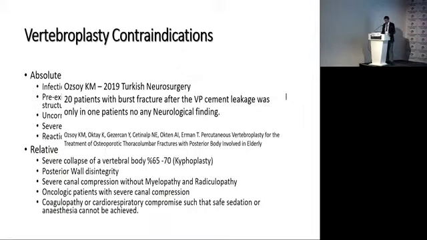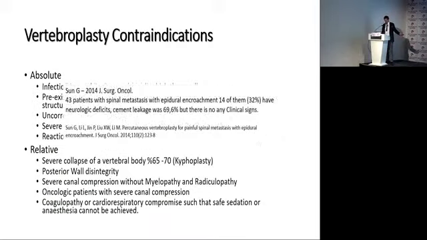The other relative contraindication is oncologic patients with severe canal compression. A paper was released by Sun et al. on 43 patients with spinal metastasis with epidural encroachment. Forty of them had neurologic deficits, and cement leakage was obtained in 69%, but there were no clinical signs. And we need to discuss the relative contraindications again.